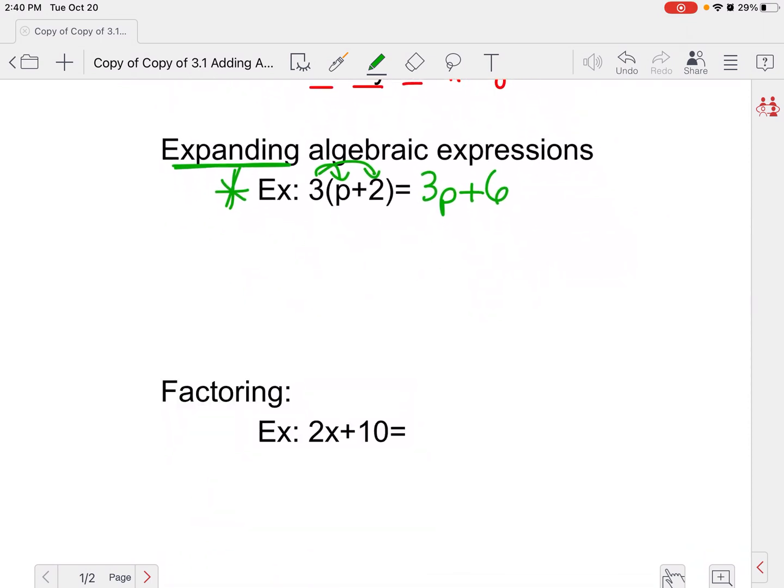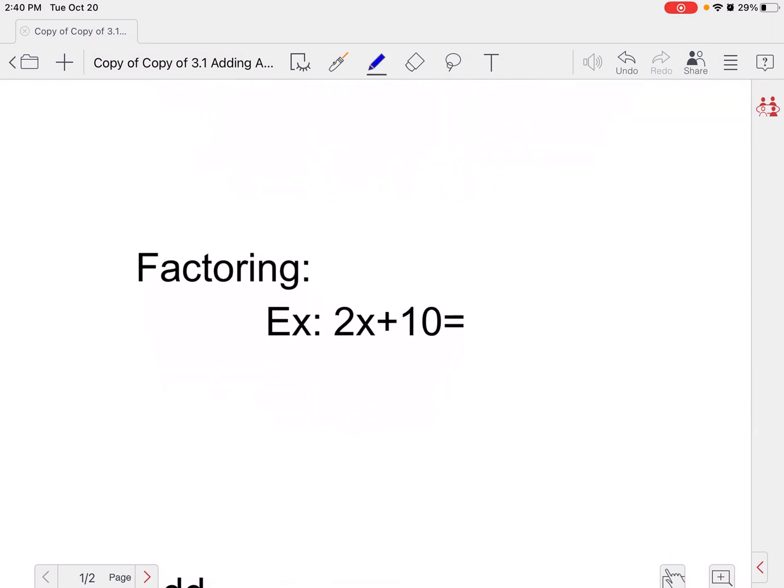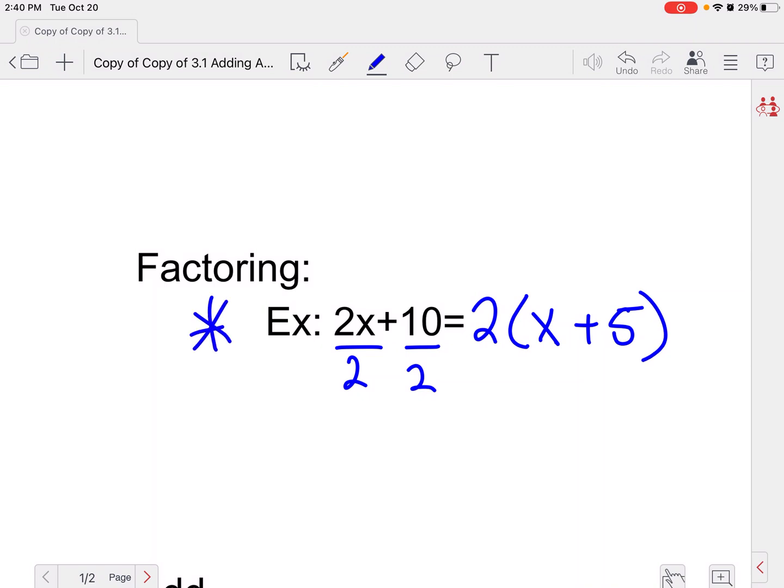Now factoring is undoing the expanding. So we say what goes into both 2x and 10, and I know that 2 goes into both of them. So then I would divide this by 2, divide this by 2, and 2 divided by 2 is 1, so that would just be x. And then 10 divided by 2 is 5. Again, if we're not super confident with that, that is absolutely fine. We're going to talk about that more later this chapter, okay?